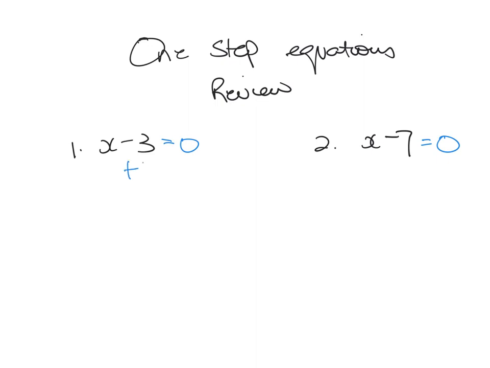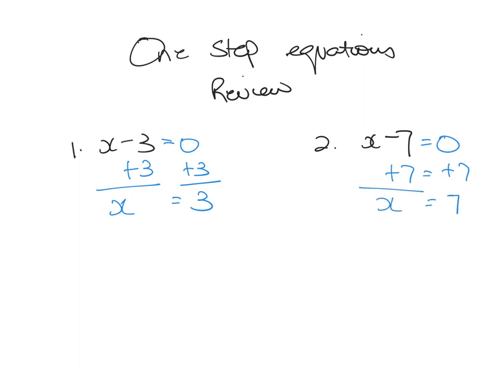To solve the first, we would add 3 to both sides, and the answer we will get is that x is equal to 3. To solve the second, we would add 7 to both sides, and we will get that x is equal to 7, and that will be our solution.